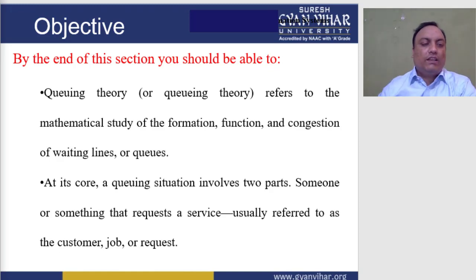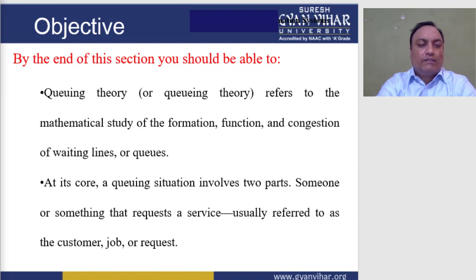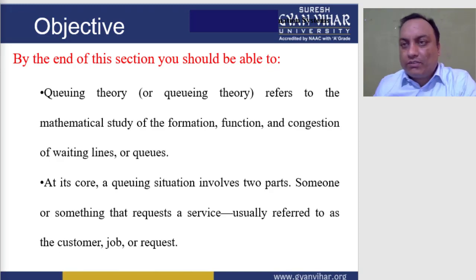For this purpose, let's take two examples. When looking at the queuing situation at a bank, the customers are people seeking to deposit or withdraw money, and the server is the bank teller. When looking at the queuing situation of a printer, the customers are the requests that have been sent to the printer, and the server is the printer. This is the information about queuing theory.